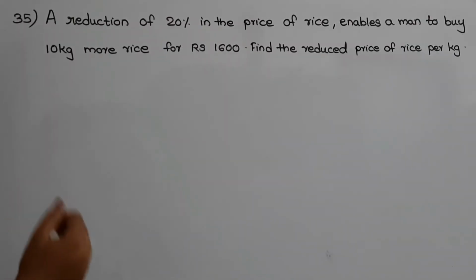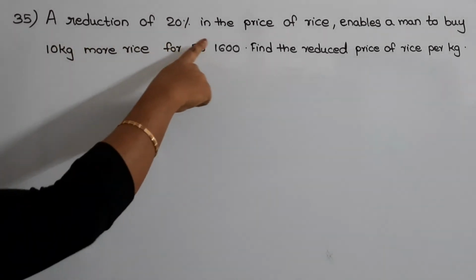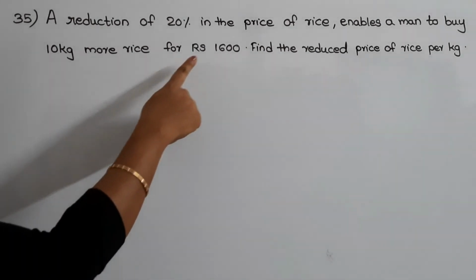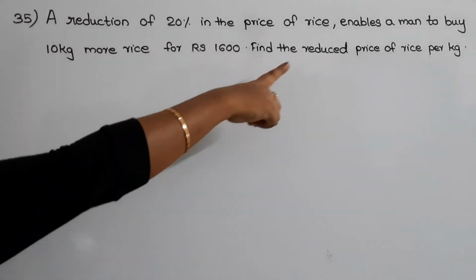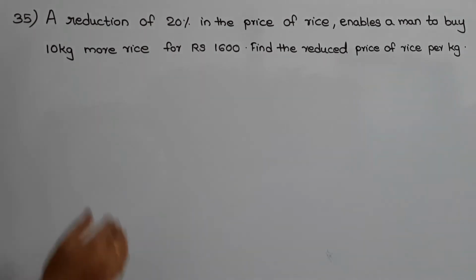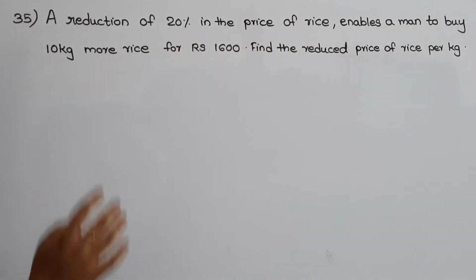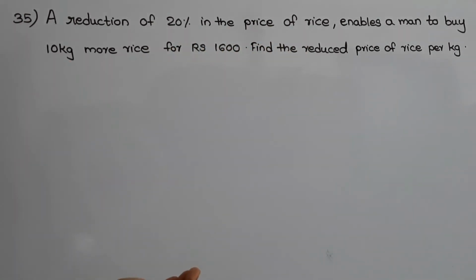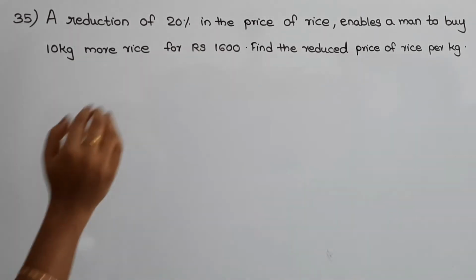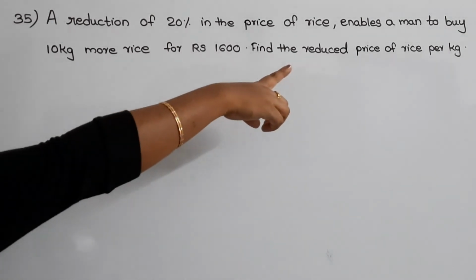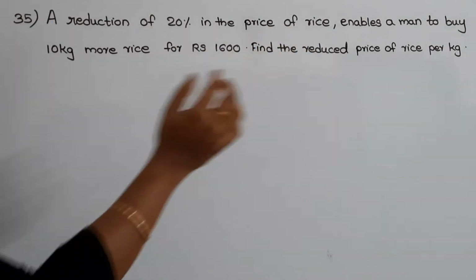The next question is, a reduction of 20% in the price of rice enables a man to buy 10 kg more rice for rupees 1600. Find the reduced price of rice per kg. So in this question, they are telling that the price of the rice has reduced by 20%, which enables a man to buy 10 kg more rice in the second condition. So he bought it for rupees 1600 in the second condition. So we need to find out the reduced price of rice per kg.